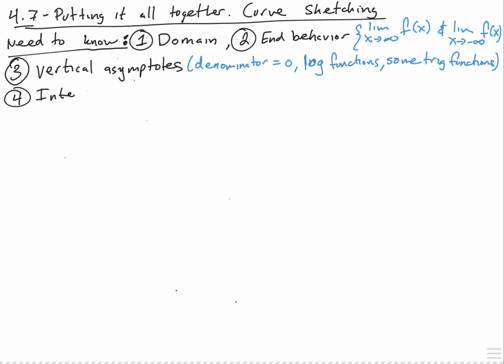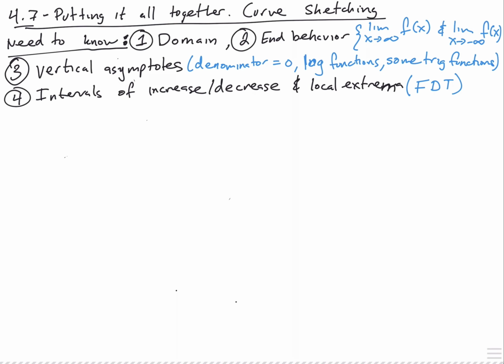We need the intervals of increase and decrease. And what do I use to find those? Well, actually, hold on. Intervals of increase and decrease and local extrema. So these go together, so might as well put them in the same boat. But how do I find those? First derivative test with the number line and all that, right?